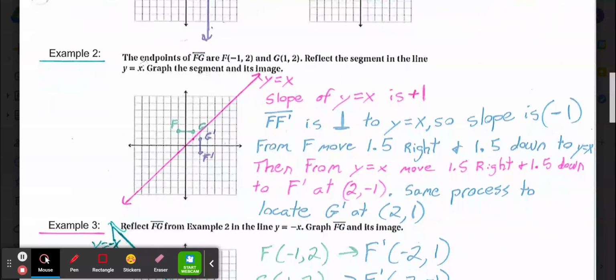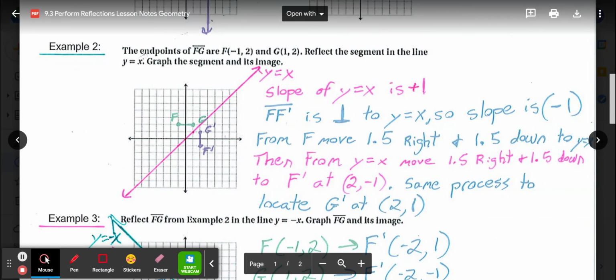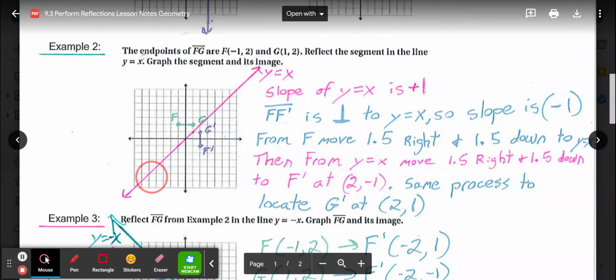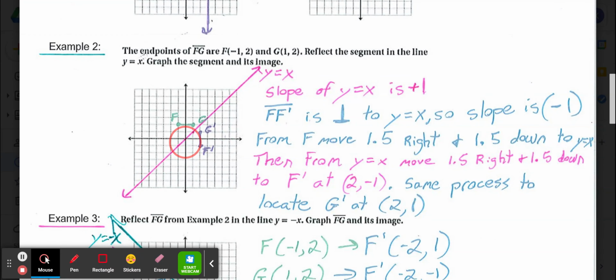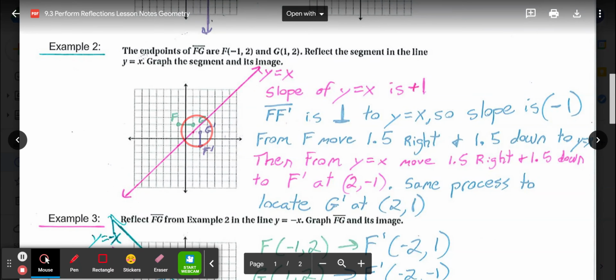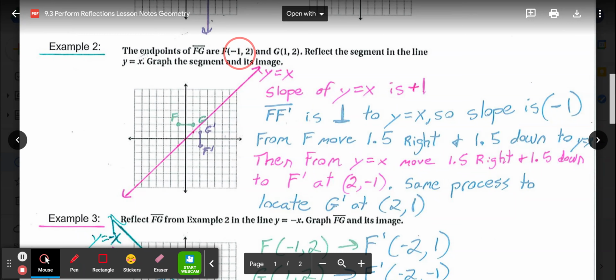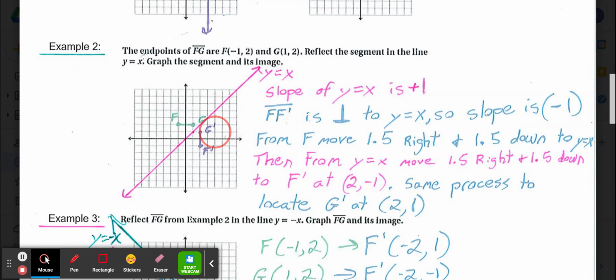Then, what if our line doesn't have a slope of 0 or undefined, meaning what if it's an oblique line? In this case, we will be reflecting in the line y equals x. I just drew in that line y equals x right away. It crosses through (0, 0) and has a slope of up 1, right 1. So there's my line y equals x. What I know right away is the slope of y equals x is positive 1, up 1, right 1. Then what I need to do is graph my original 2 points, F at (-1, 2), right here, and G at (1, 2), right here.